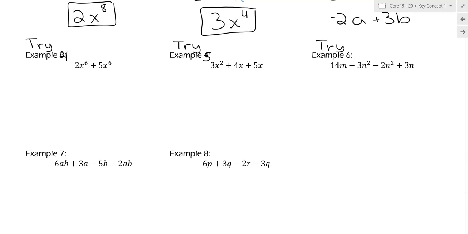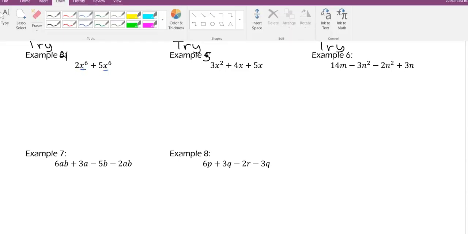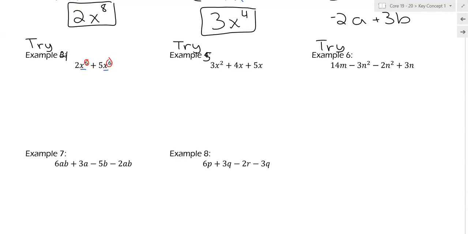Alright, you should have at this point tried example 4, 5, and 6. Okay. So you should have an answer for these. If you're looking at number 4, the x's are the same, the 6's are the same. So you should have 2 plus 5, x to the 6th, and you should have gotten 7x to the 6th.